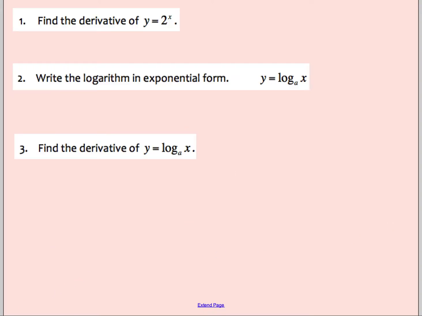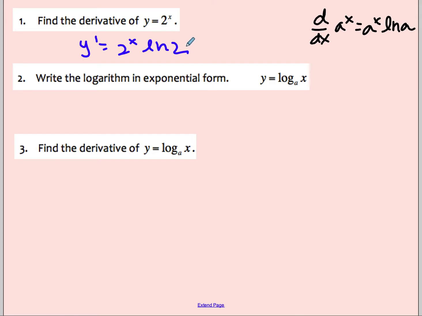The first thing is to find the derivative of 2 to the x. Well, our derivative of a to the x is a to the x ln of a. So a is really like our 2, and our derivative is 2 to the x ln of 2. We're going to use this idea to help us eventually find the derivative of log base a of x.